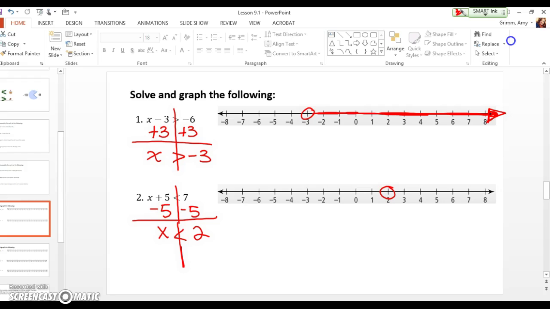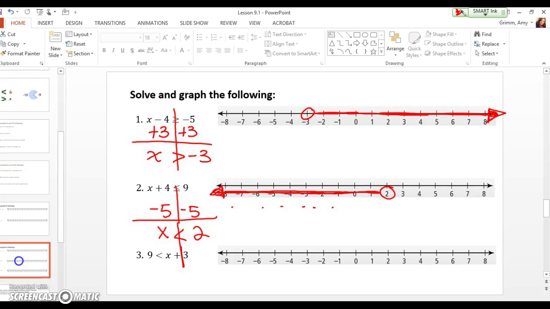So we are going to shade everything in this direction, because all of these numbers in here are all less than 2. They are all smaller than 2. Okay? All right, let's look at the next slide. Are you guys keeping up okay?